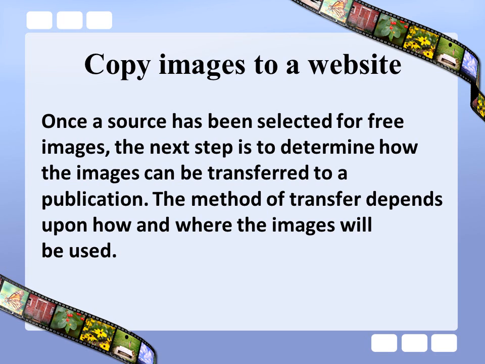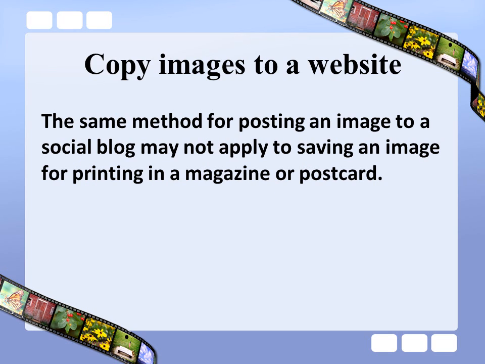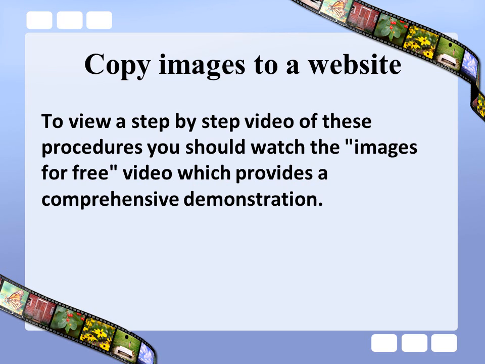Once a source has been selected for free images, the next step is to determine how the images can be transferred to a publication. The method of transfer depends upon how and where the images will be used. The same method for posting an image to a social blog may not apply to saving an image for printing in a magazine or postcard. To view a step-by-step video of these procedures, you should watch the Images for Free video, which provides a comprehensive demonstration.